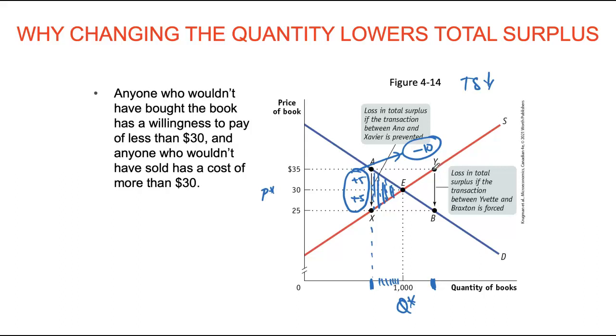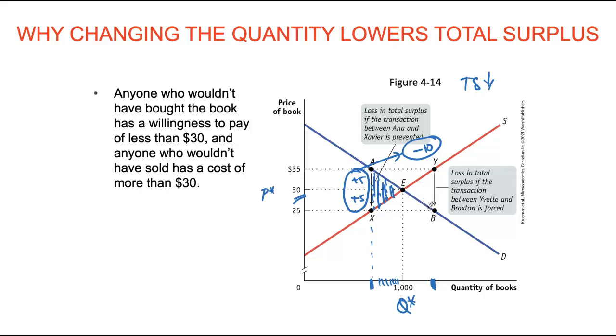Because her cost of producing the good is higher than the market price. So in a free market, she would not participate in the market. Why was Braxton not buying the textbook? Because he's willing to pay a lower price than the market price. So he was simply not participating in the overall equilibrium outcome. He did not like the market price of 30. It doesn't make rational sense for him to participate.